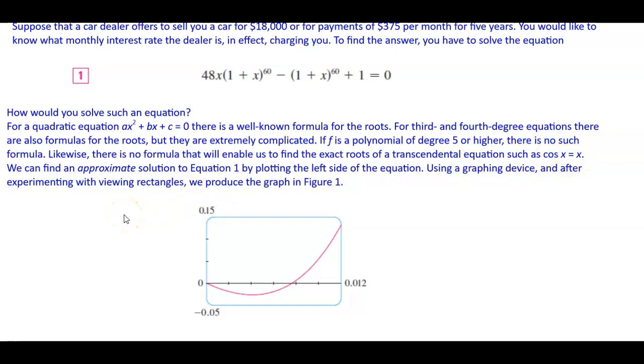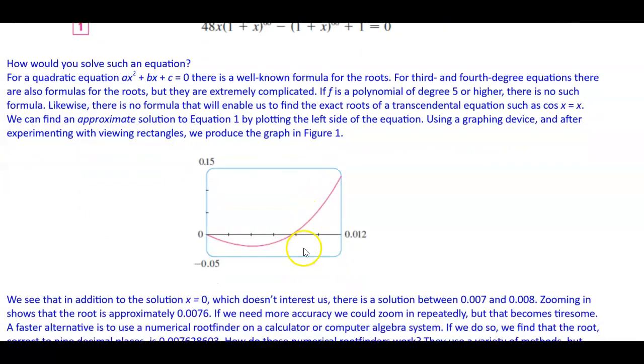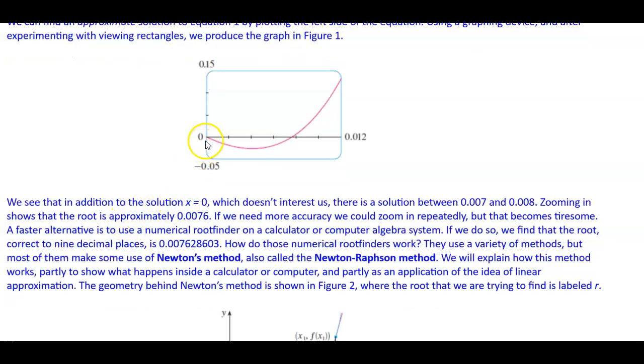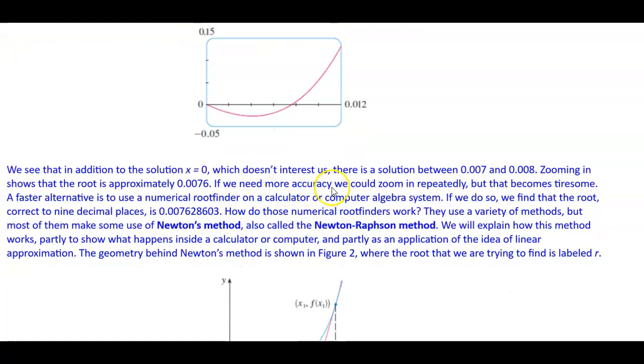We can find an approximate solution to equation 1 by plotting the left side of the equation using a graphing device, and after experimenting with viewing rectangles, we produce the graph in Figure 1. In addition to the solution x = 0, which doesn't interest us, there is a solution between 0.007 and 0.008. Zooming in shows that the root is approximately 0.0076. If we need more accuracy, we could zoom in repeatedly, but that becomes tiresome.